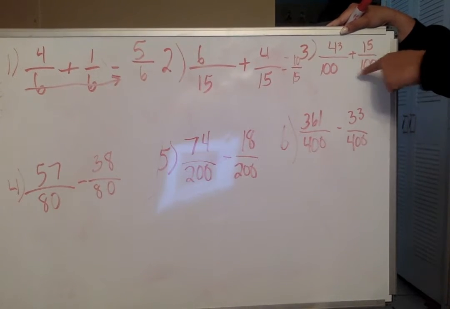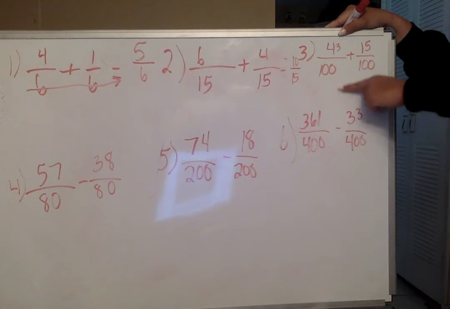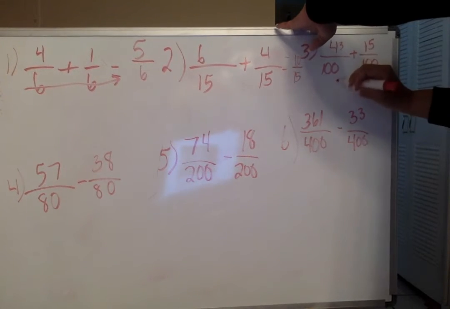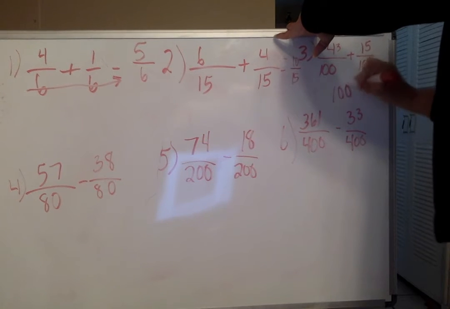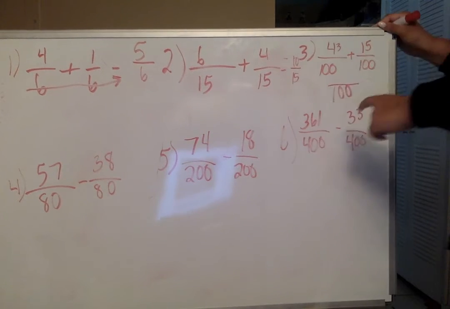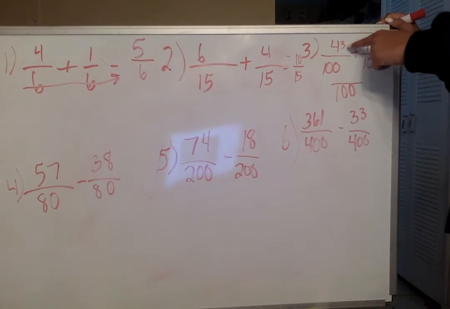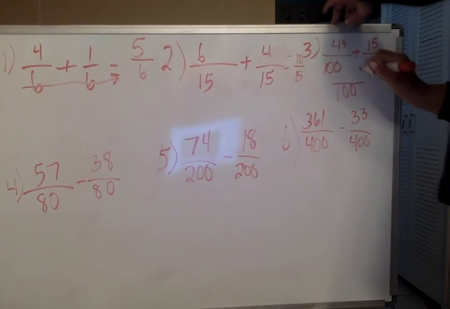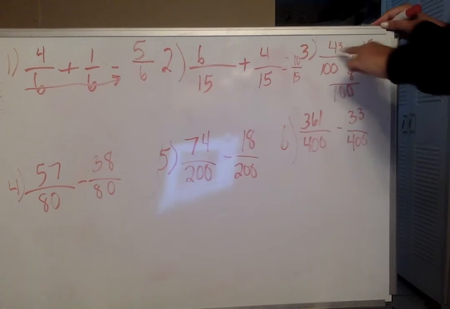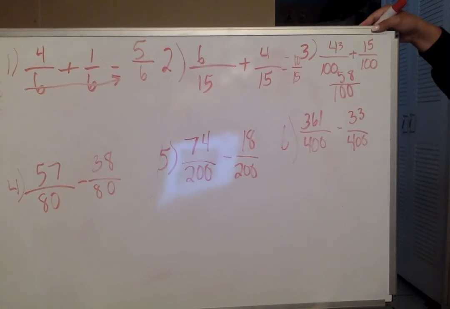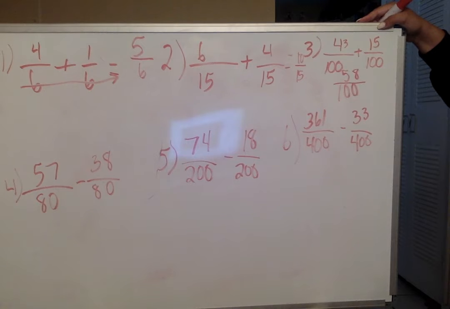And then for our last one here, I'm going to write it underneath. Both denominators are 100, so we just write 100. Now I have to do 43 plus 15. I'm going to start with my ones place. 3 plus 5 is 8, and 4 plus 1 is 5. So number 3 is 58/100ths.